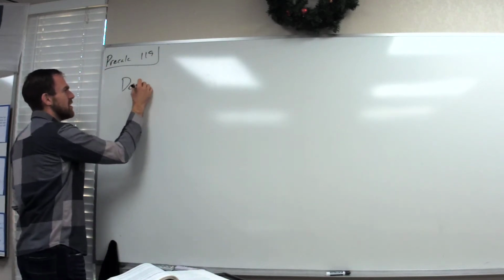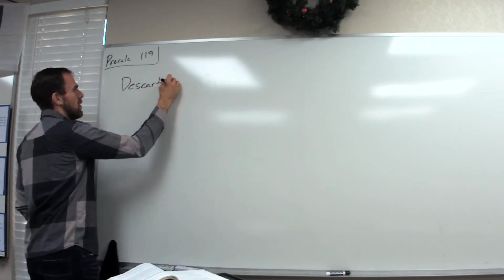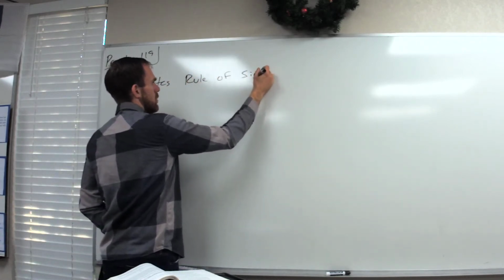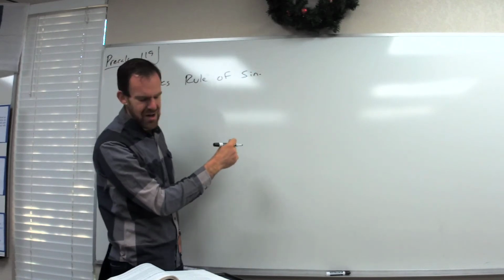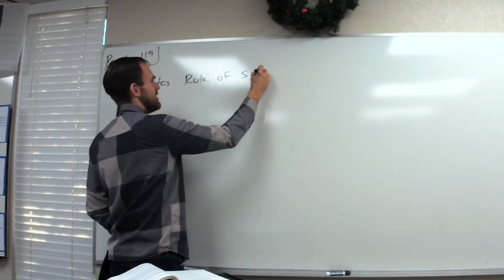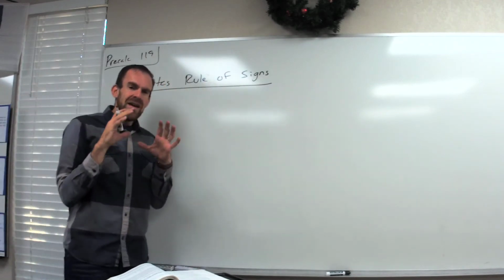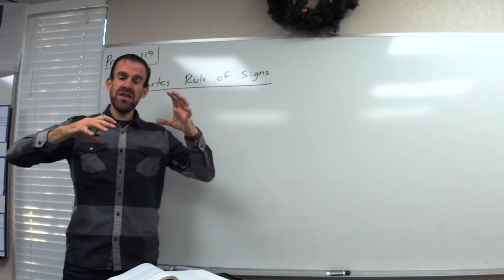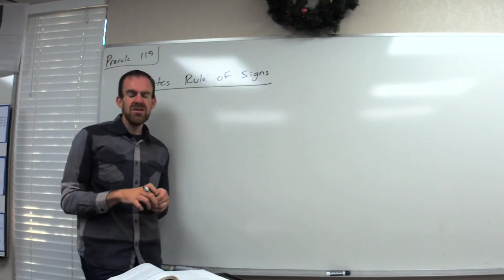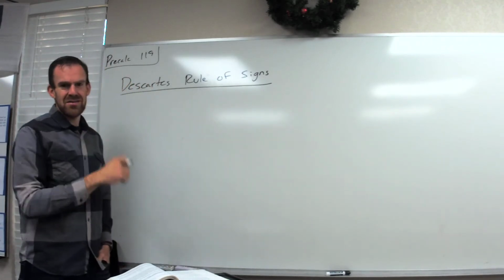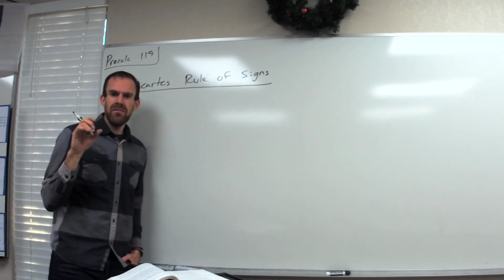Today, we're learning Descartes' rule of signs. Not S-I-N-E-S. Okay, maybe it's not the hardest lesson, but it is a conceptual thing where you have to think through it. So Descartes' rule of signs says this. He's French, so that's why they spelled his name weird.